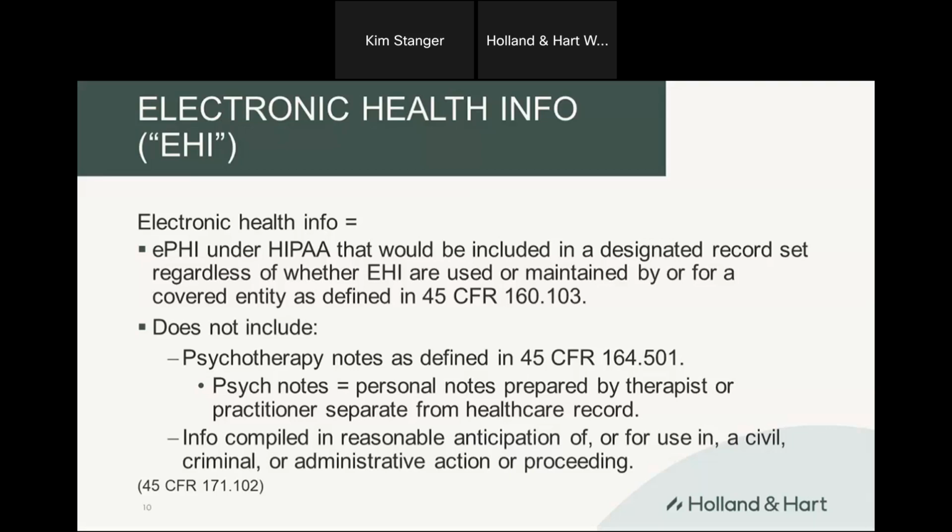The information in a designated record set under HIPAA is generally the information that's used to make decisions about a patient's health, healthcare, or payment for their healthcare. So if the information you've got is used to make decisions about the patient's health or healthcare or payment for the patient, then it's probably going to be part of the designated record set, and it would be considered electronic health information and subject to the information blocking rule.